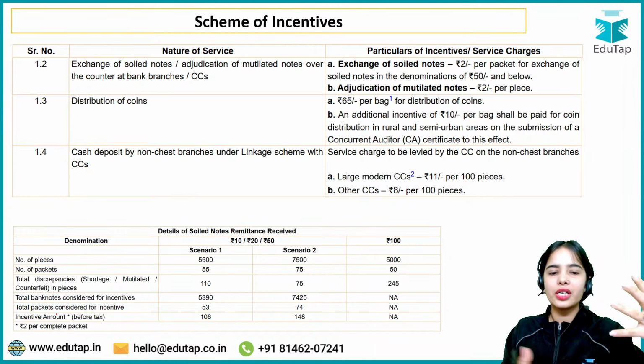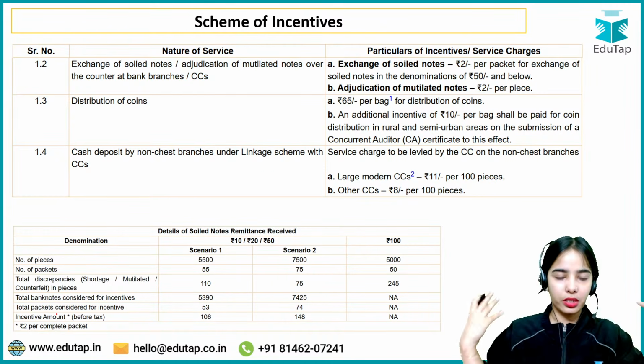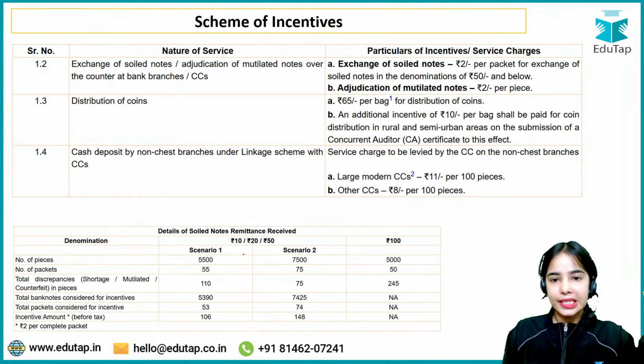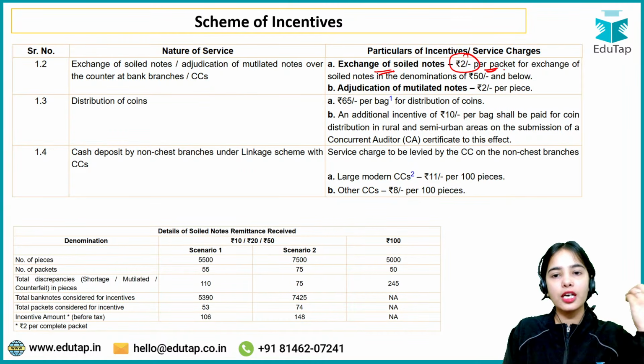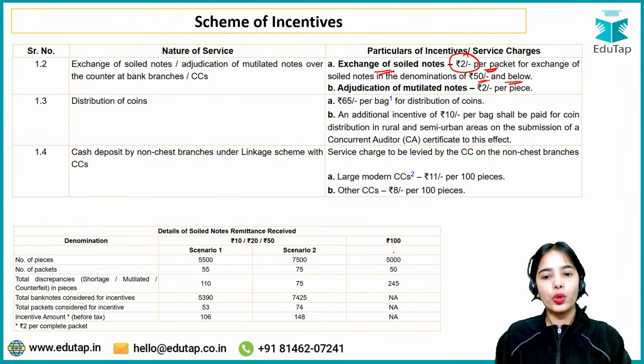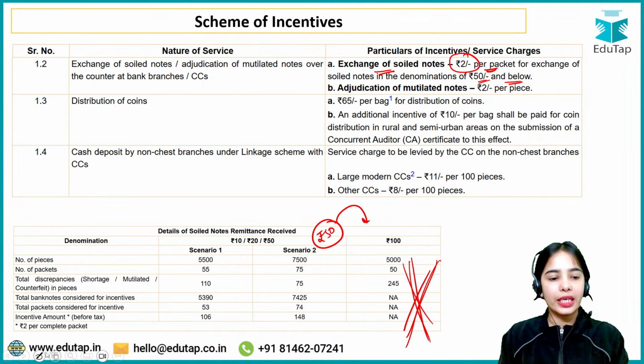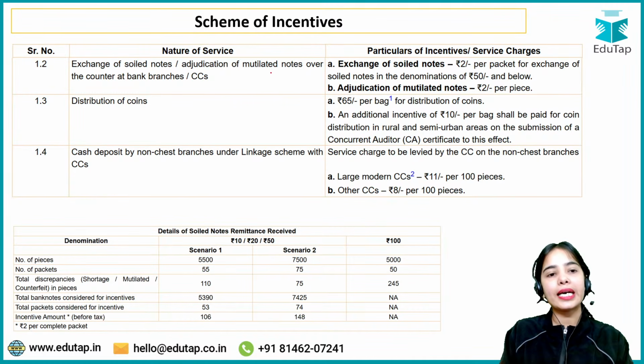Okay, and here we are only talking in small numbers, but if you see in the big numbers, the incentive can be higher. So this is the idea, that for exchange of soiled notes, per packet 2 rupee is the incentive for the banks for the exchange of soiled notes that are 50 rupee and below. Let's say the notes are above 50 rupees, so for that there is no incentive for the bank.